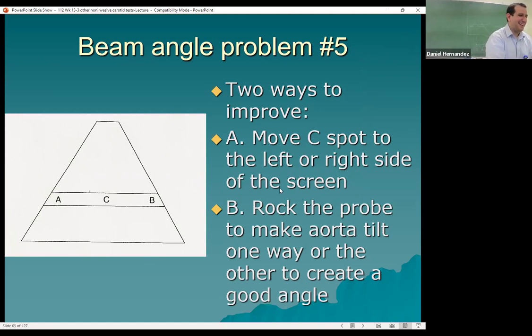Thinking outside the box, right? So just move that spot of C to a different location or rock the probe, tilt. Good.